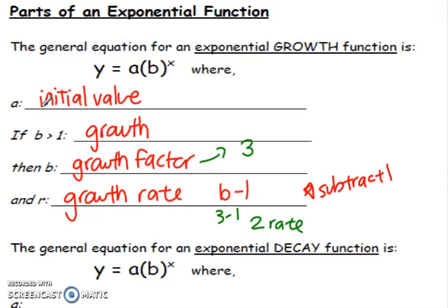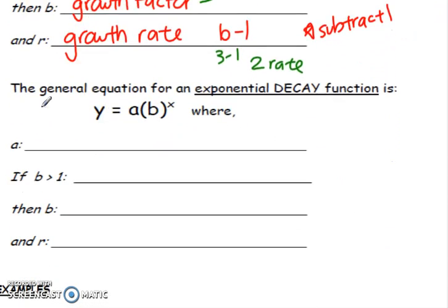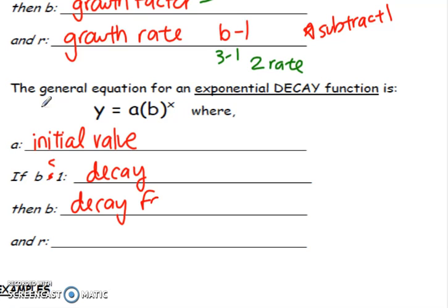Okay. For exponential decay, A just is your initial value. B, that should be less than 1. So if B is less than 1, that's going to mean it's a decay problem. And then B is going to be your decay factor. So that means R is your decay rate.